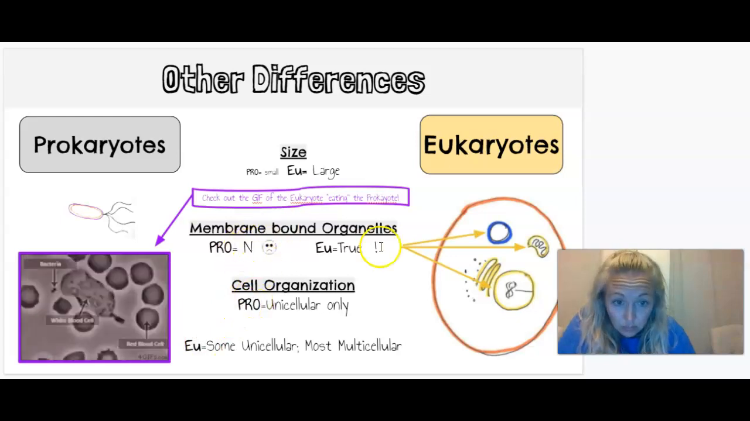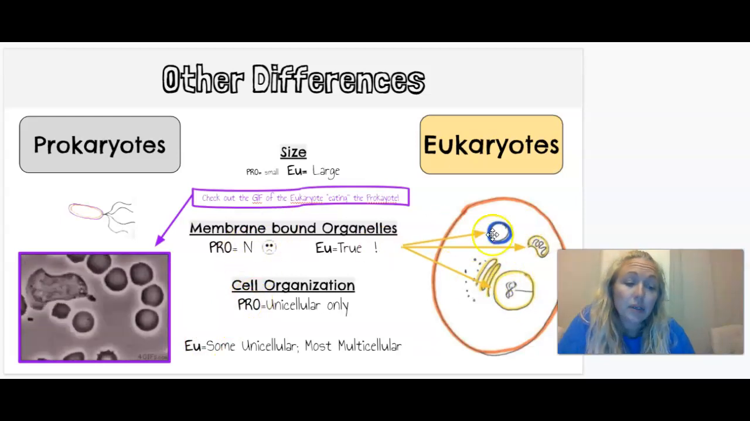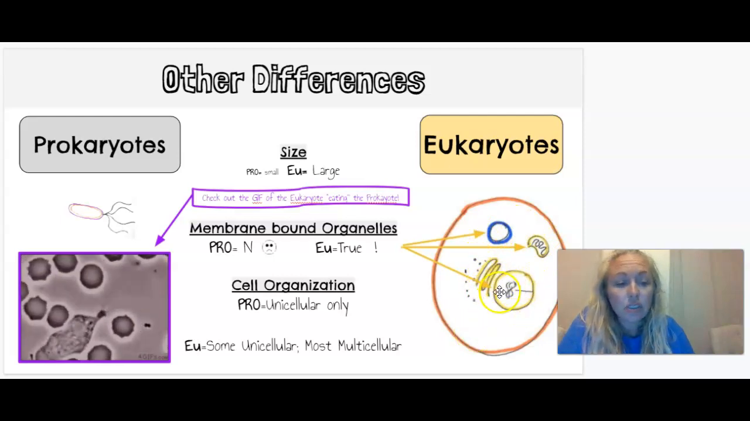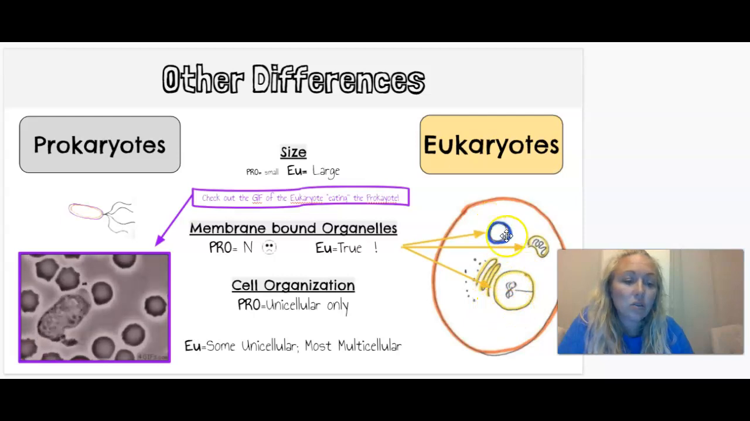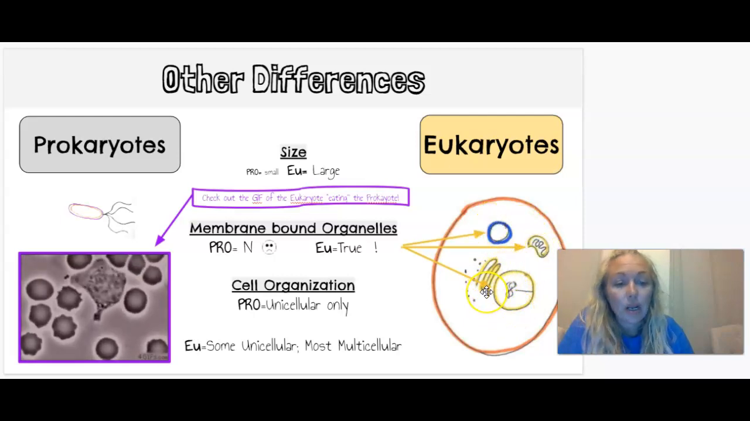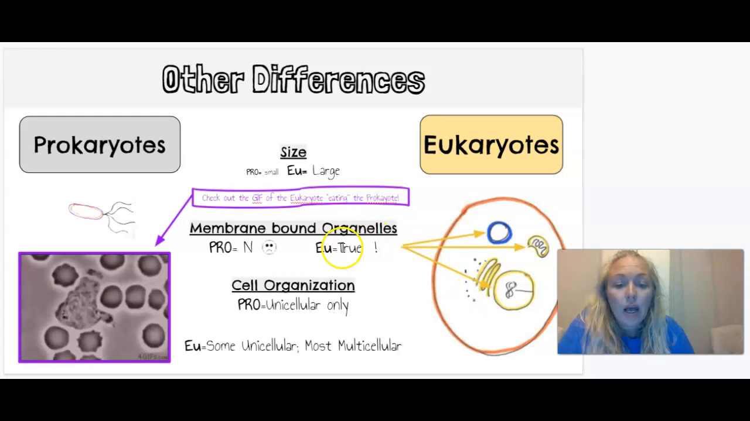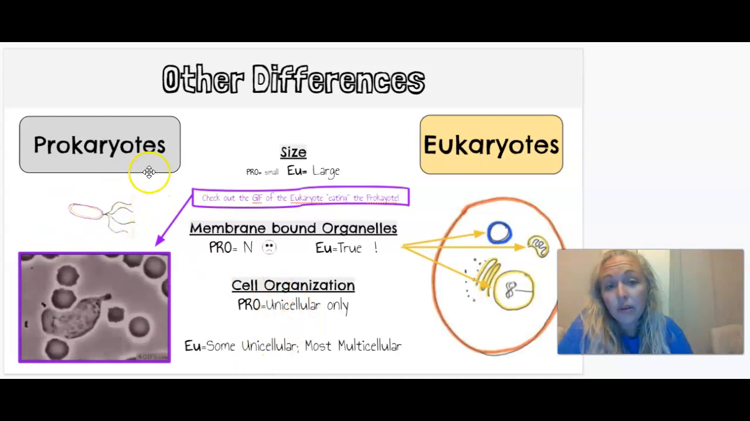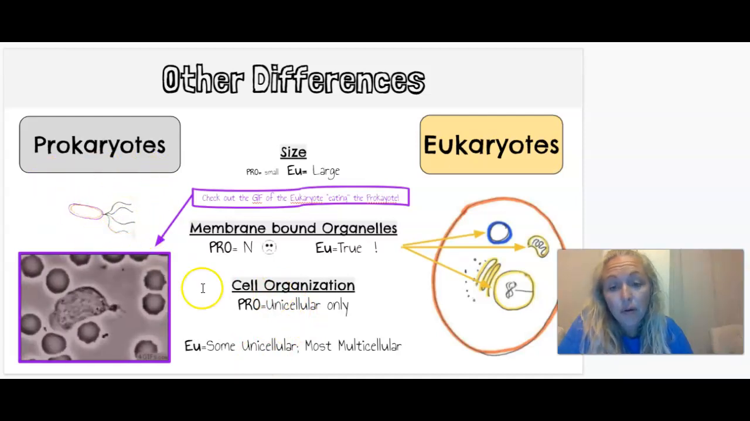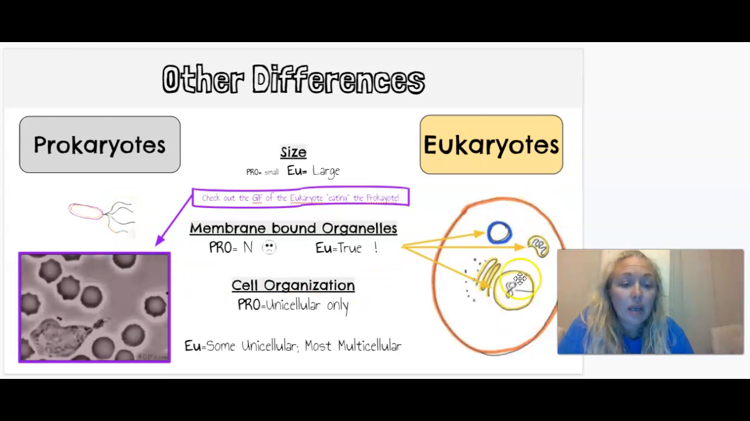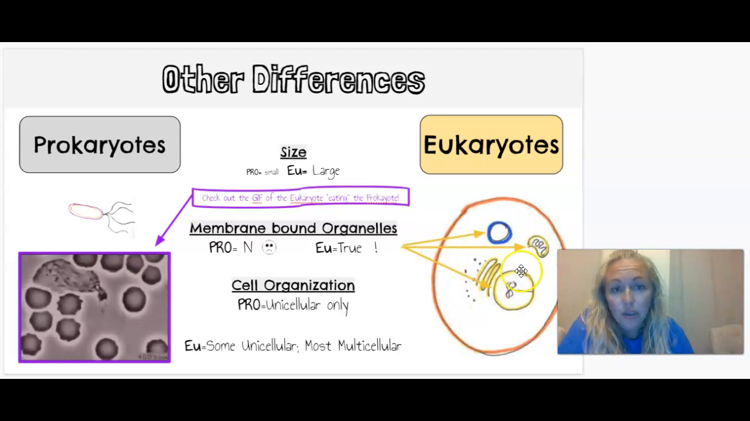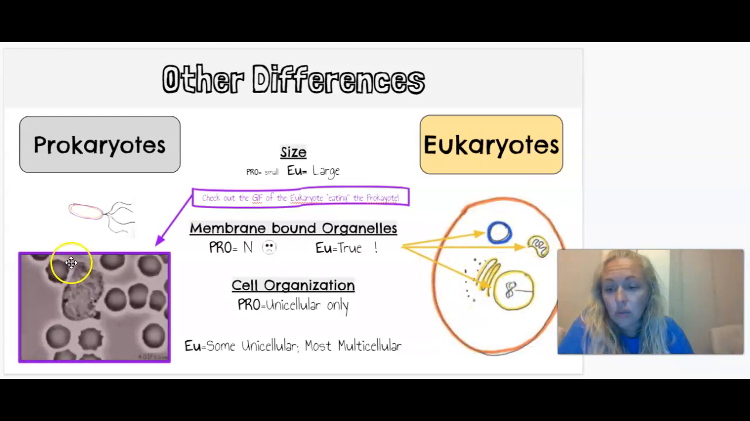As I spoke about earlier, eukaryotes do have membrane-bound organelles besides the nucleus. So there's this nice little membrane around the nucleus as well as around some of these other organelles within the cell. And none of those are present in the prokaryotes. All prokaryotes are unicellular. There's no multicellular prokaryotes. Eukaryotes can be multicellular or unicellular. So some of them are unicellular, but a lot of them are also multicellular.